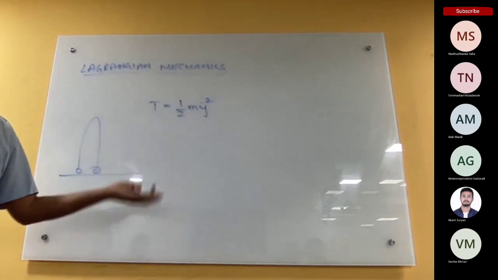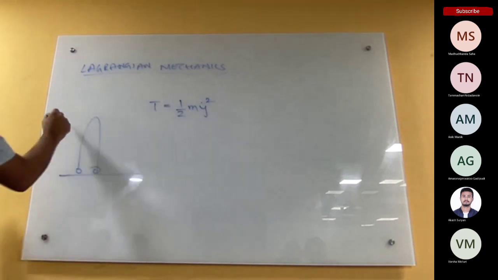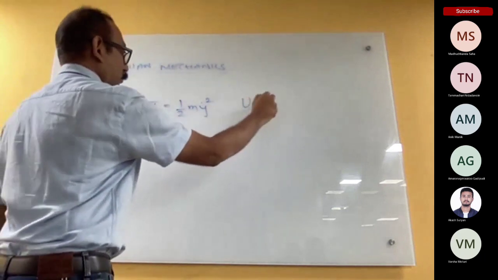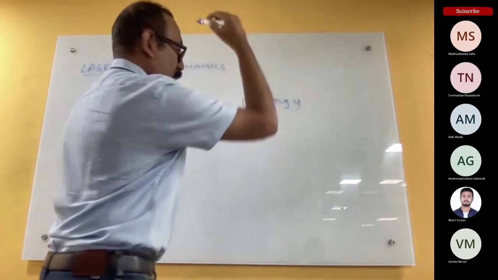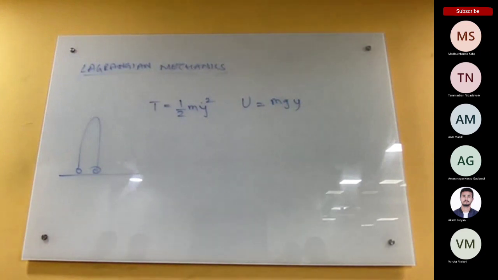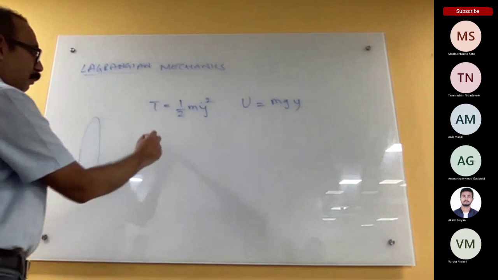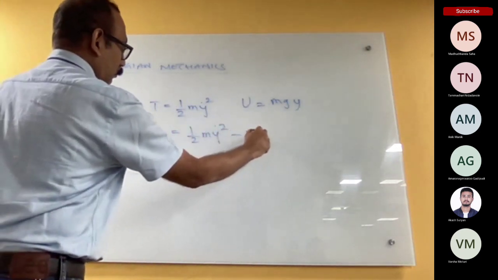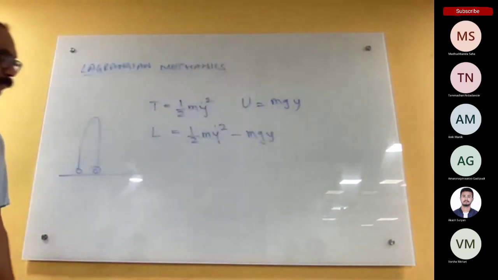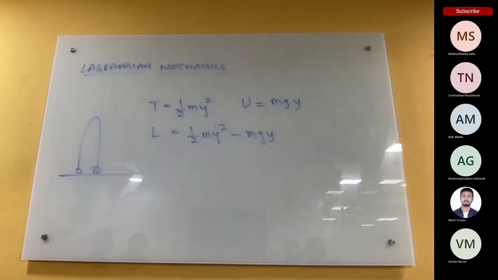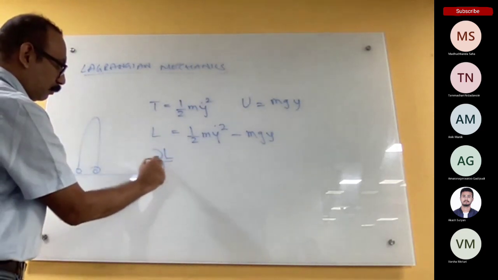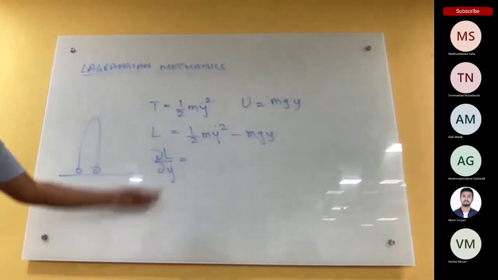It's half m v squared only. v is nothing but the first derivative of displacement, which is y. What is potential energy? mgh. Correct. So what is L? So what did I do? Yeah, now let us calculate all of those things. What is dL by dy?